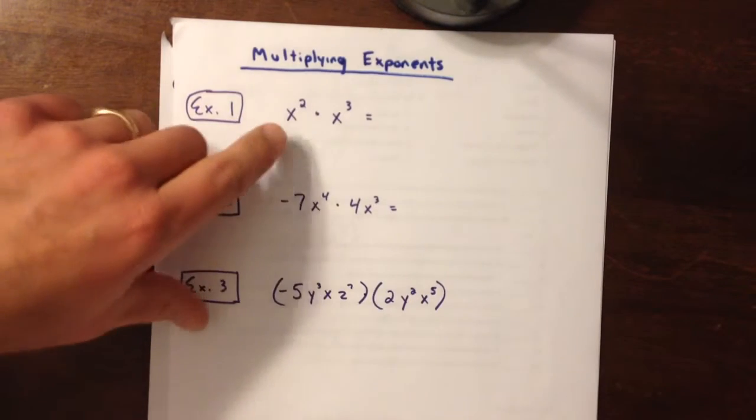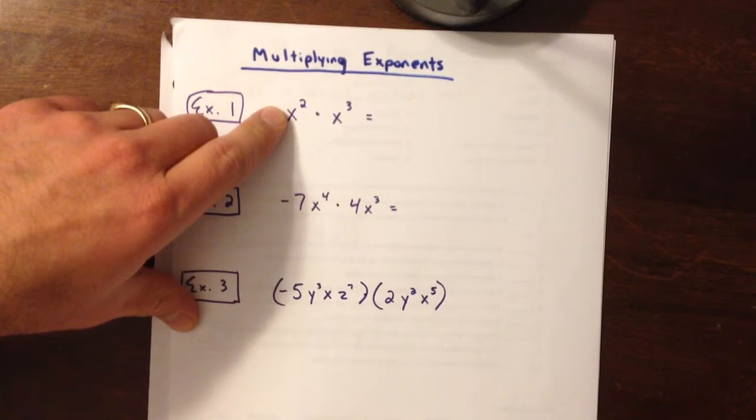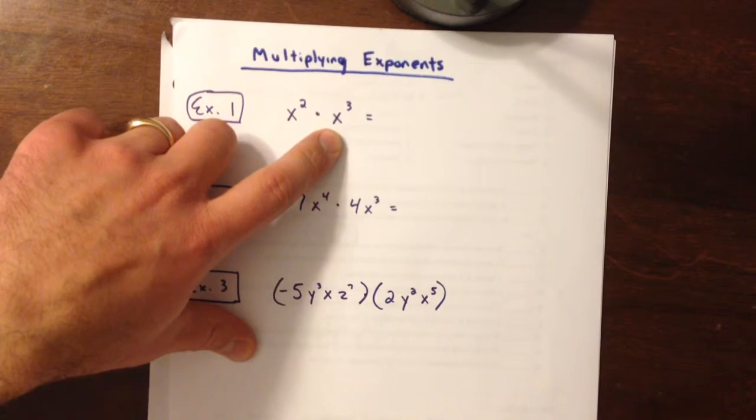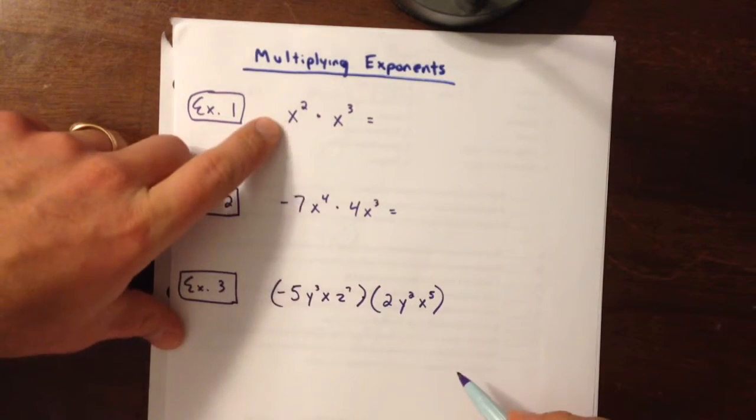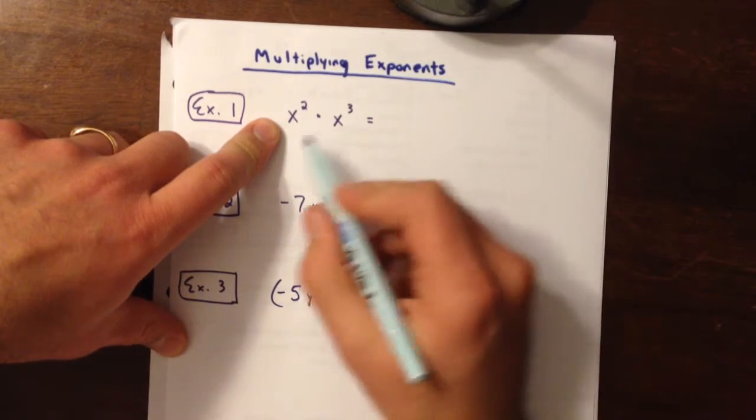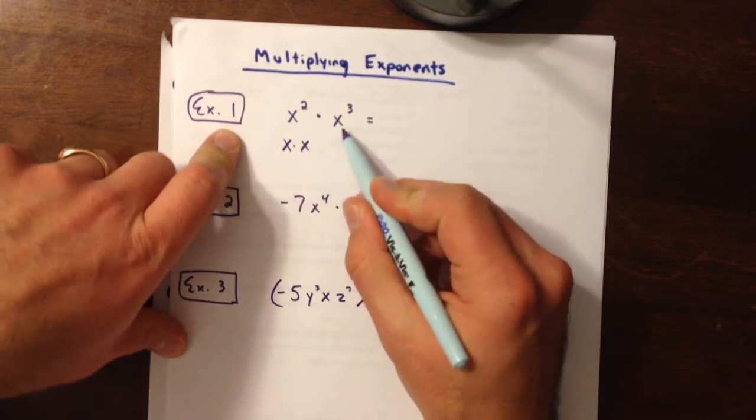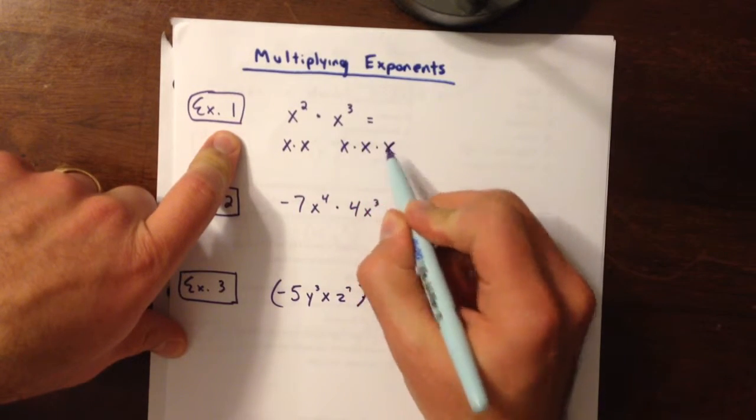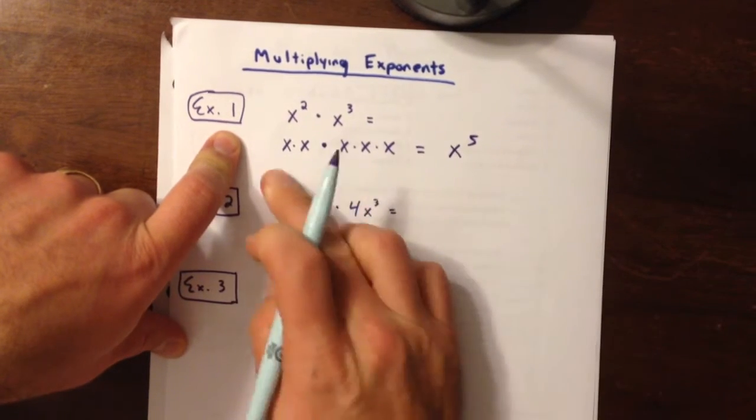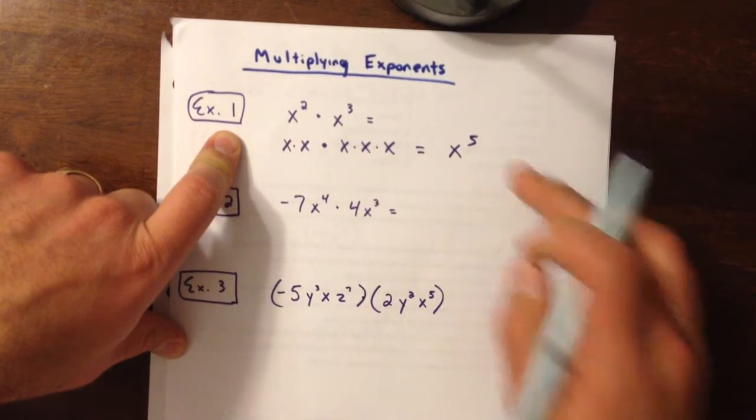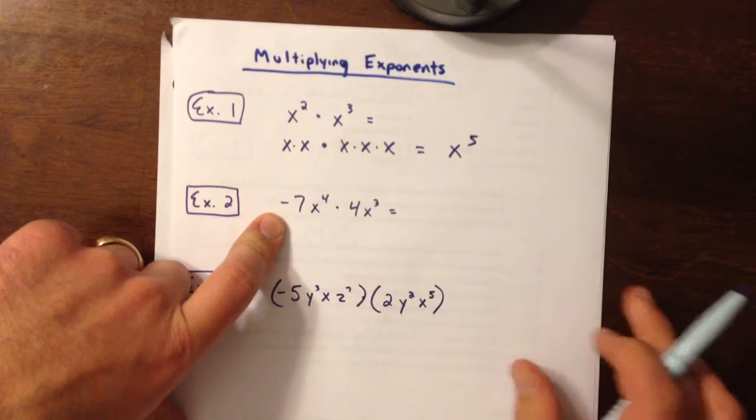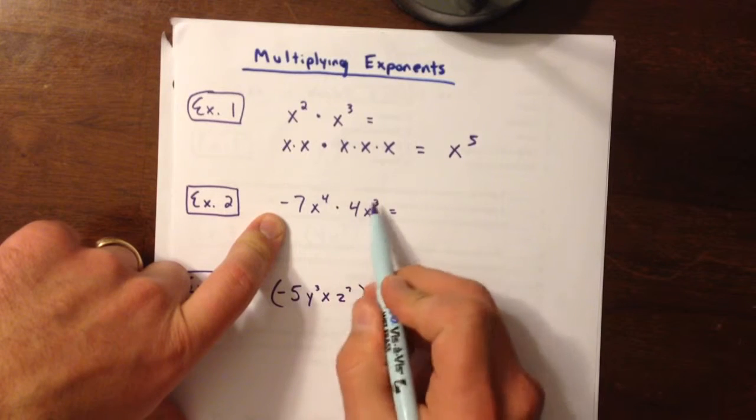Okay, so when I say x squared, that's really x times x. And when I say x to the third, that's x multiplied 3 times. So if I expand this out, this is x times x, and this one here is x times x times x. And how many x's do I have altogether? I have 5. If I put that as one big strand of multiplication, that's x to the 5th. Same thing here. The rule is to add the 4 and the 3.